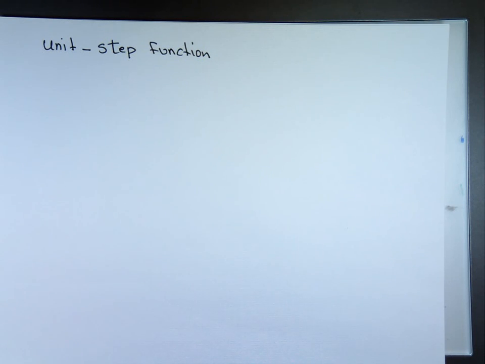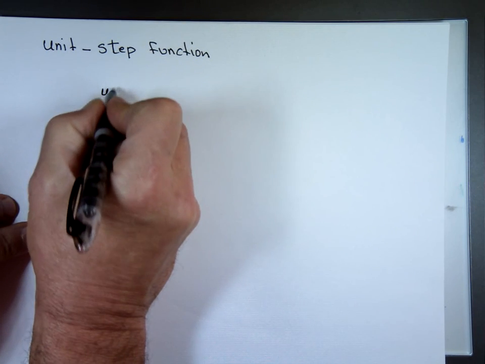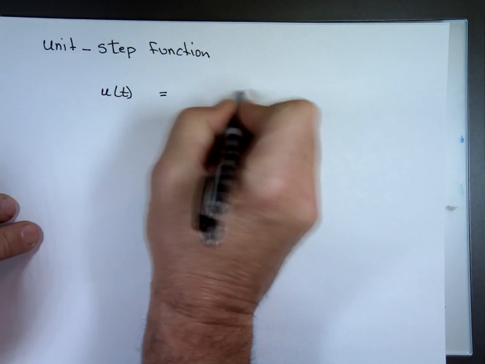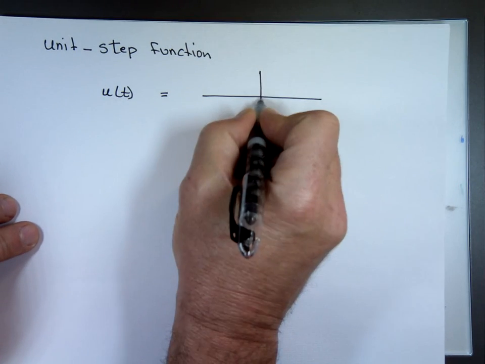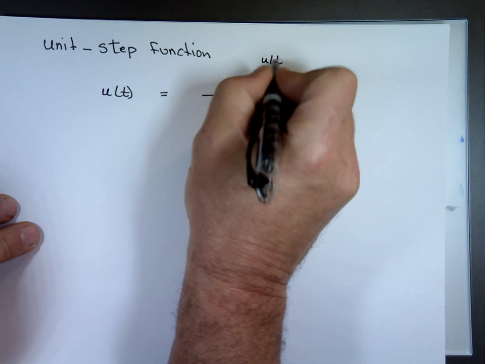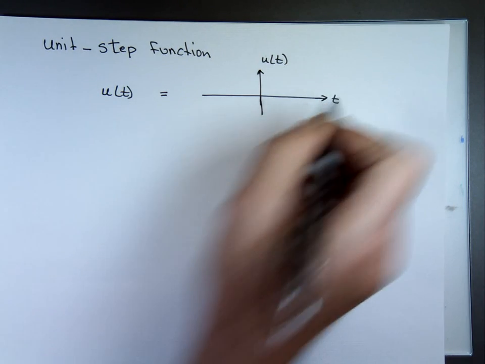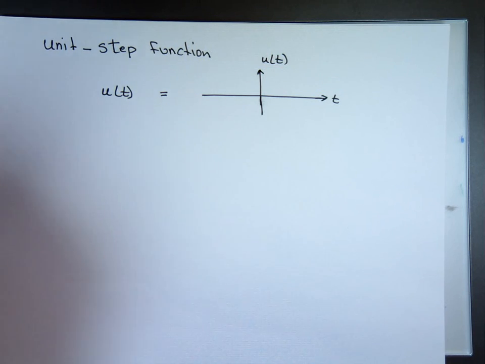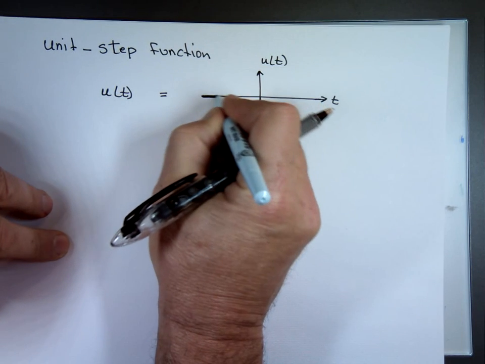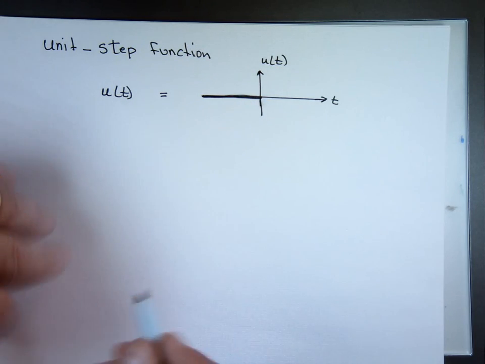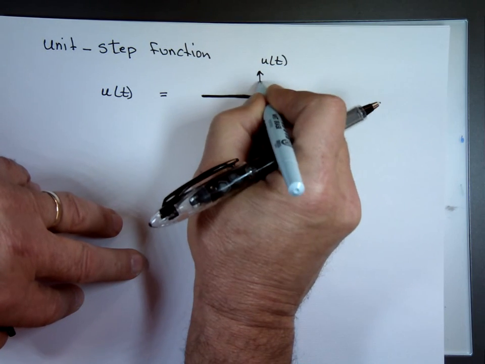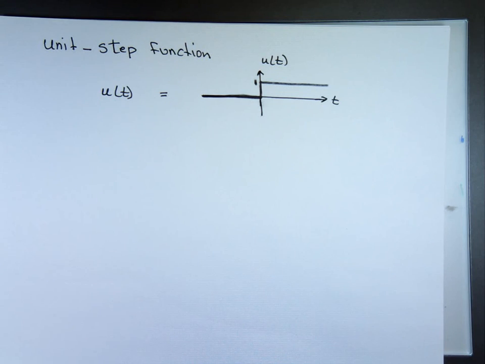Let me just get a ruler here, make it look a little bit nice. Well, actually, it doesn't really matter. It's called u sub t. The function u sub t is defined like this, graphically. This is u sub t versus t. It has a value of 0 for t less than 0. Then once t hits 0, it jumps to 1. That's a unit step function.